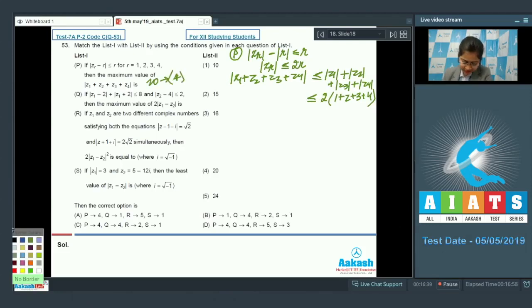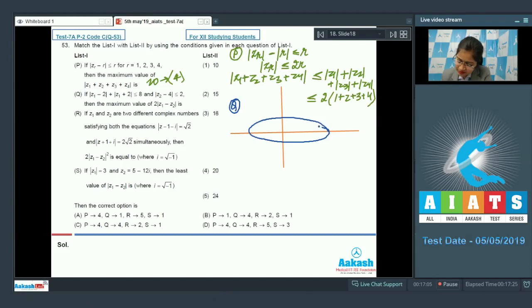Now, next is option Q, which says that if modulus of z1 minus 2 plus modulus of z1 plus 2 is less than or equal to 8, that is, it is an ellipse, and modulus of z2 minus 4 is less than or equal to 2, we have to find the maximum value of 2 times mod z1 minus z2. Here we have to draw the curves.